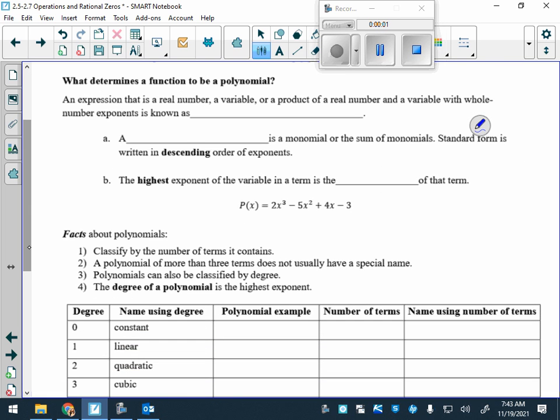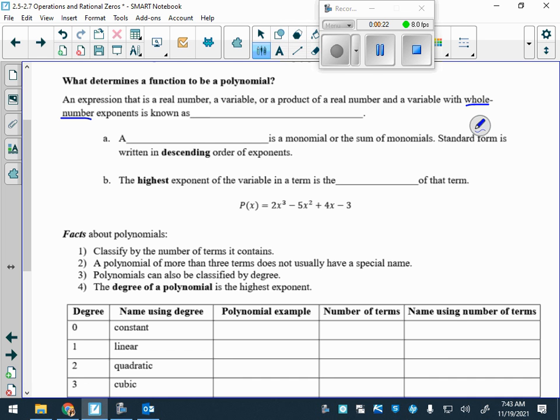What determines a function to be a polynomial? In general, an expression that is a real number, variable, or a product of a real number and variable, with whole number exponents, and that's key. Whole number exponents. That determines if it's a polynomial.